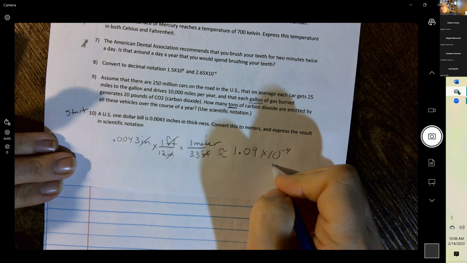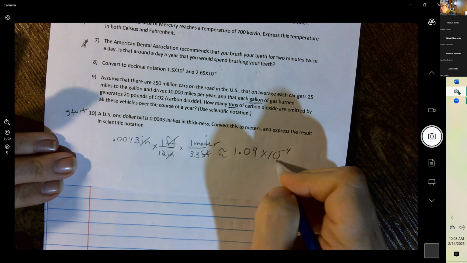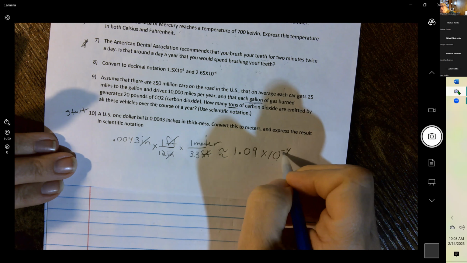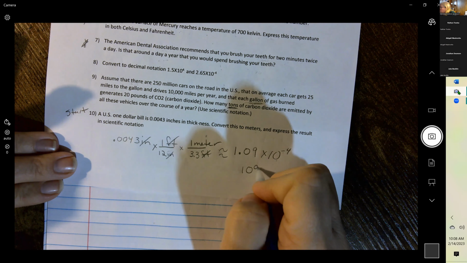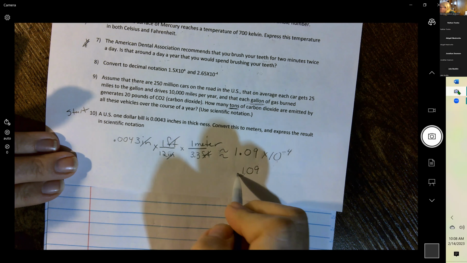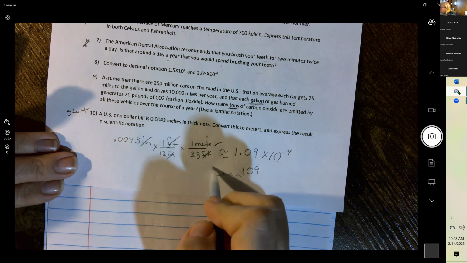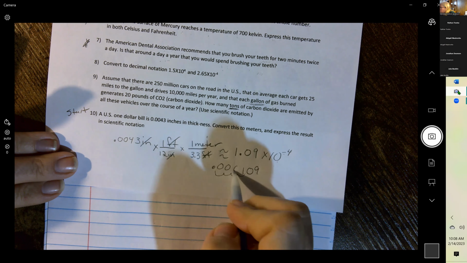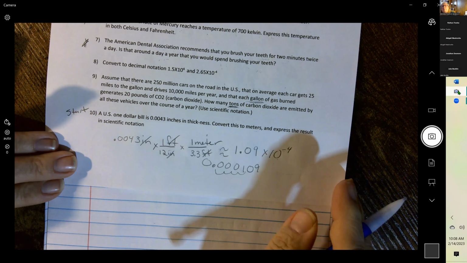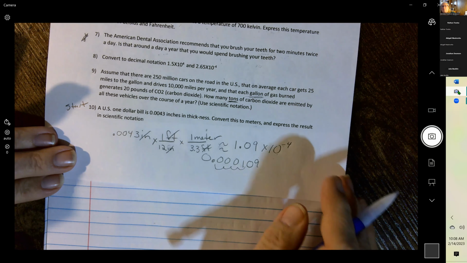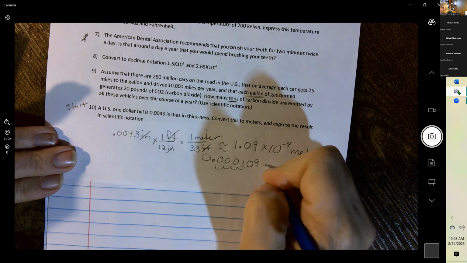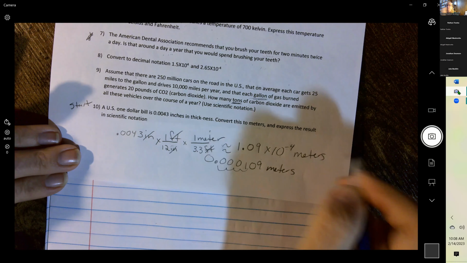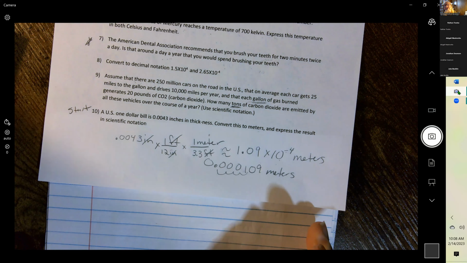So this is your scientific notation. If they want a decimal form, this is negative, so this number gets smaller. So it starts here and it would go 1, 2, 3, 4. Any questions on that?